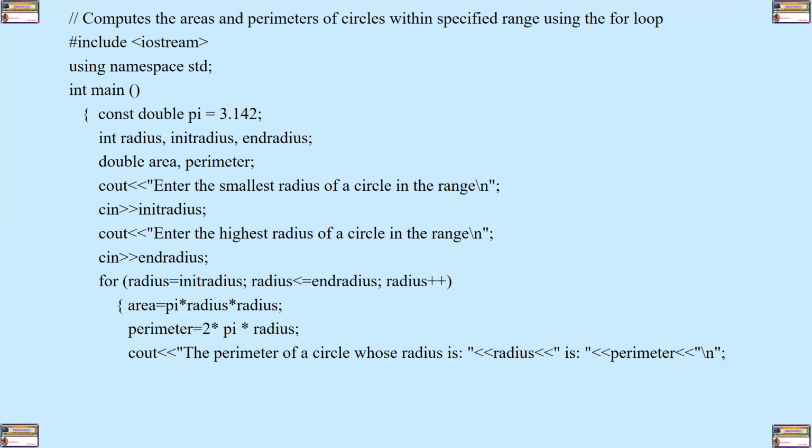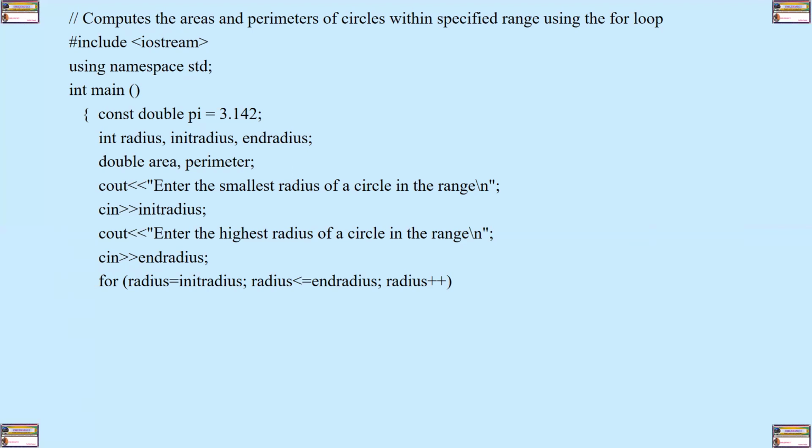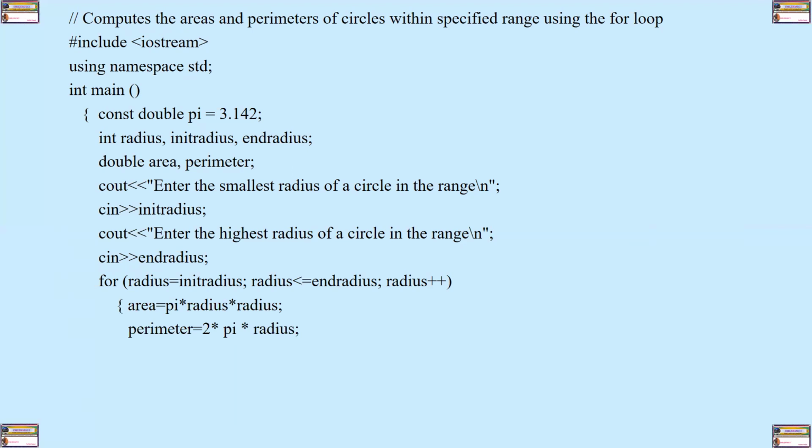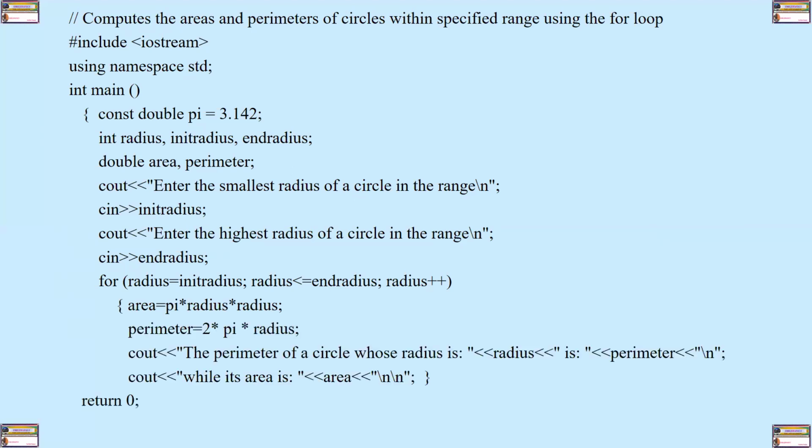If yes, we repeat that. Once we reach the last brace, we increment radius with 1, and then we ask ourselves, is the new value of radius less than or equal to end radius? If yes, repeat those statements again. When we reach the closing brace, we increment the radius again with 1. Then we check, is the value of radius less than or equal to end radius? If not, we exit the for loop. Control is taken back to the operating system and the program ends.